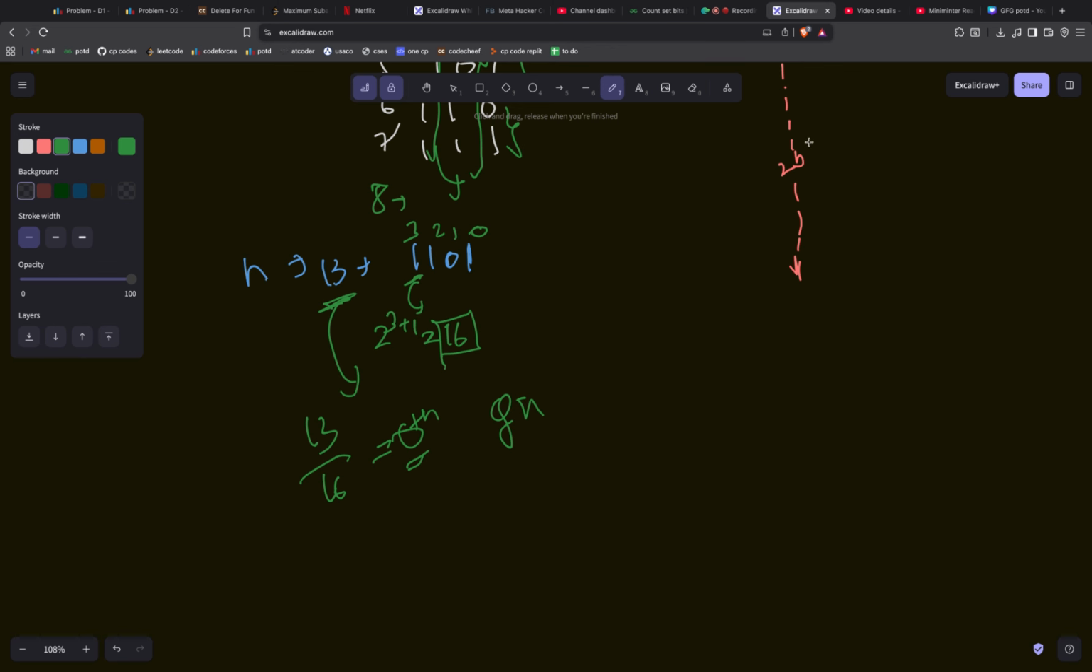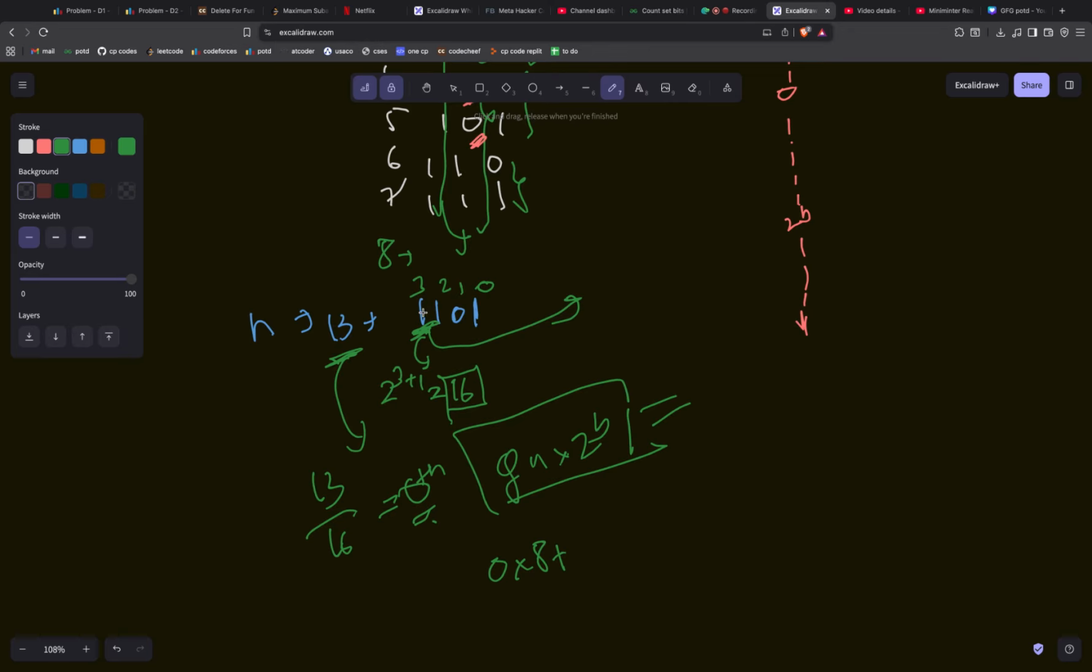Now in each group, how many set bits are there? There are 2 raised to the power b set bits for each group. So here the group would be 0, so 0 into, and the number of set bits is 2 raised to the power 3 in each group. So 0 into 8 plus, now see, here also it is set. Here also it can be set.